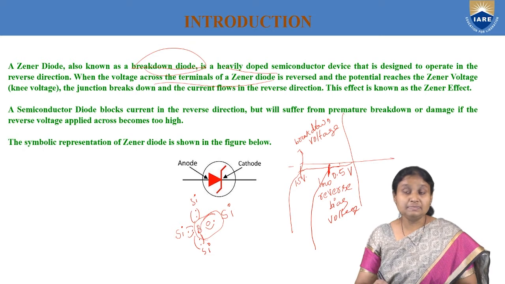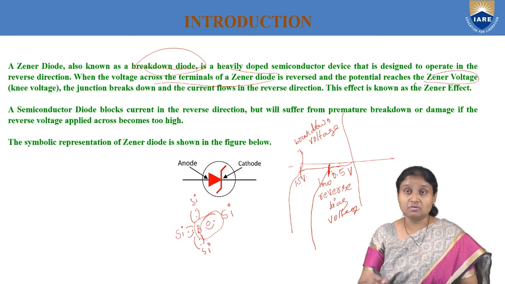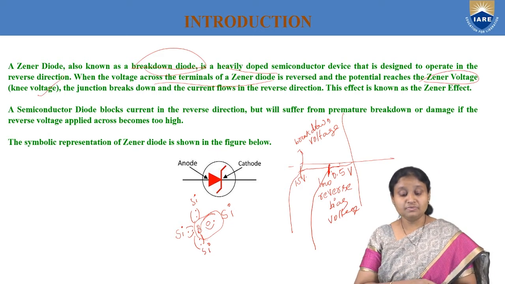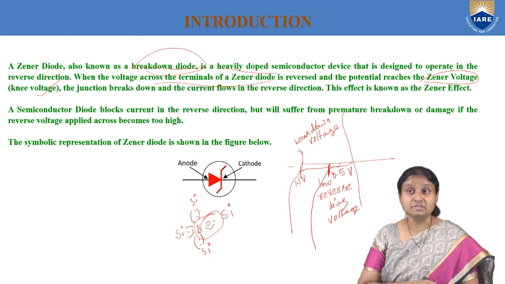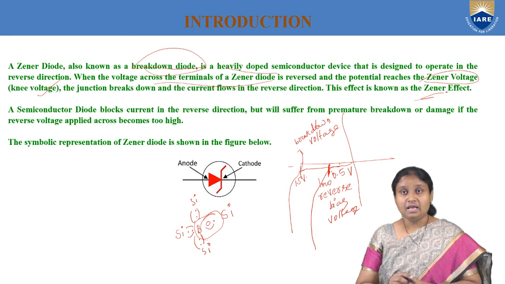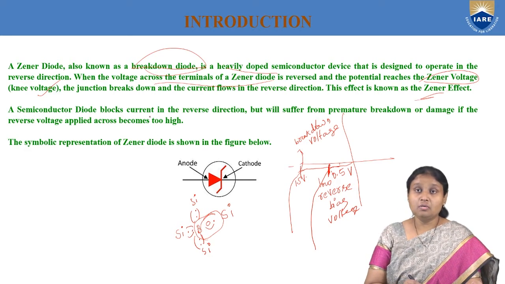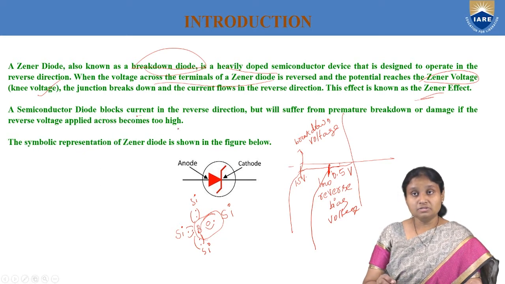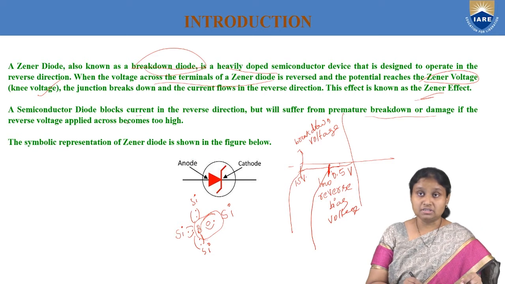This particular voltage at which breakdown takes place in a Zener diode is called the Zener voltage, or it is also called the knee voltage, where current starts flowing across the reverse biased diode. And this effect is called the Zener effect. As you can see, a normal diode does not allow any current to pass through it in the reverse direction. It blocks current in the reverse direction. And if you go for a high reverse bias voltage, it will go to premature breakdown or damage when we go for very high voltages, right?